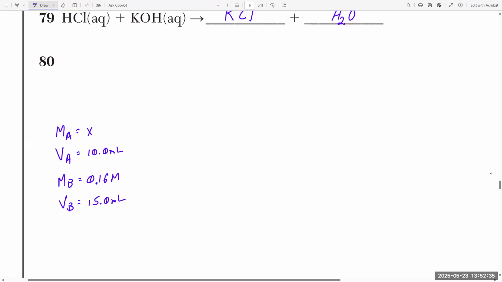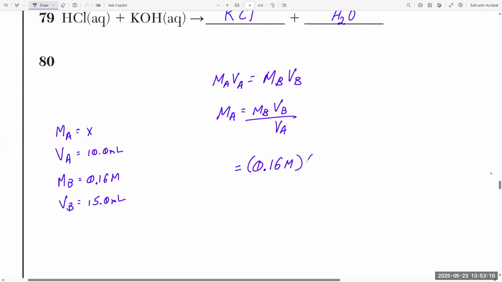So now what do we do? We plug it into our equation. We get MAVA equals MBVB. And we're solving for MA, so that's why we're going to divide both sides by VA, like that. Now what? Let's plug in. You got 0.16 molar times VB, which is 15.0 milliliters.